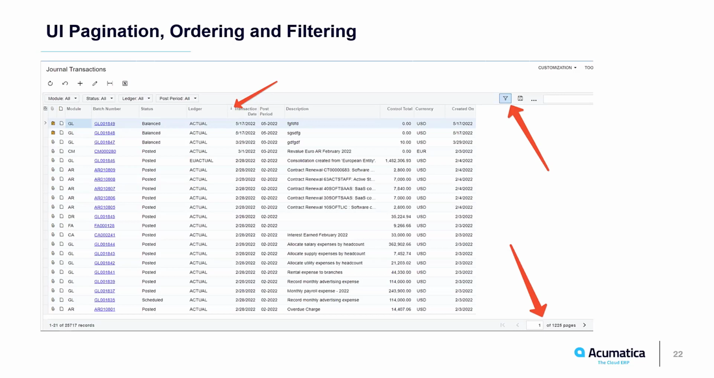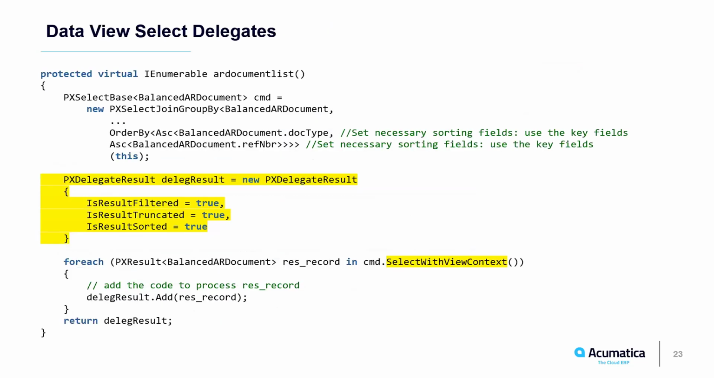Now, you can break this. If you have a data view select delegate, and inside the data view you have another select, that select you have inside doesn't know that you only need 21 records, for instance, right?